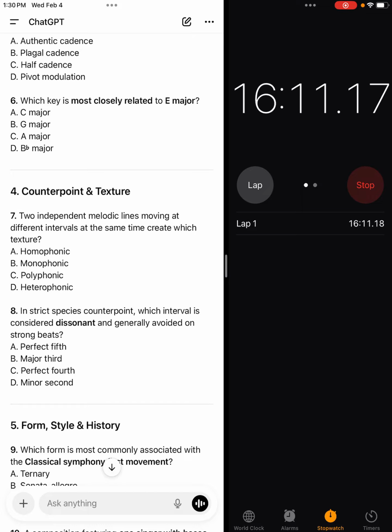Two independent melodic lines moving at different intervals at the same time create what texture? Polyphonic.